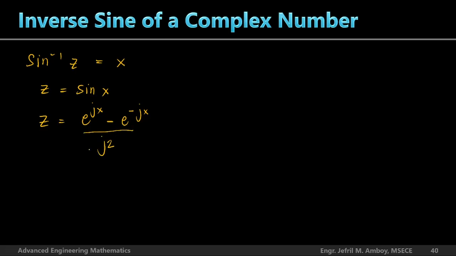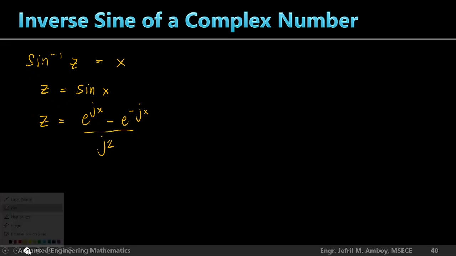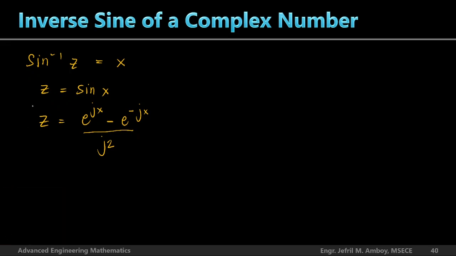Now, what are we going to do? To simplify this expression, imumultiply natin both sides of the equation. Ano ang gagamitin nating pang-multiply? Multiply natin yan ng e raised to jx. Bakit? Para ma-simplify natin yung expression as you can see later. Para ma-solve natin siya. So dito, sa left side, itong z, makakaroon ng multiplier na e raised to jx.